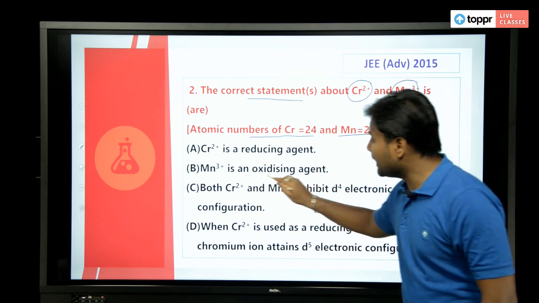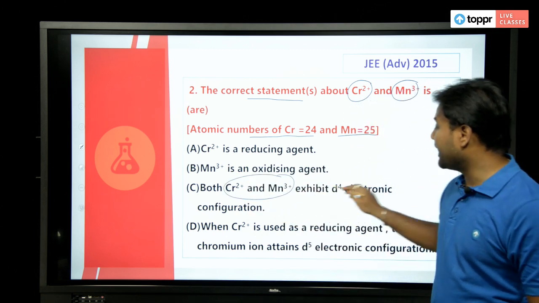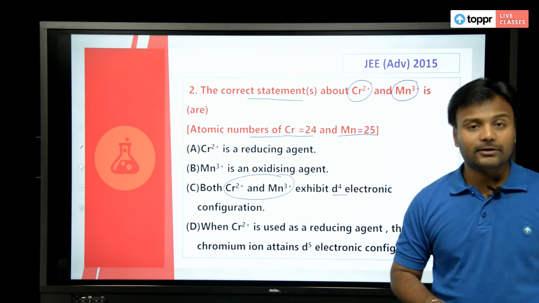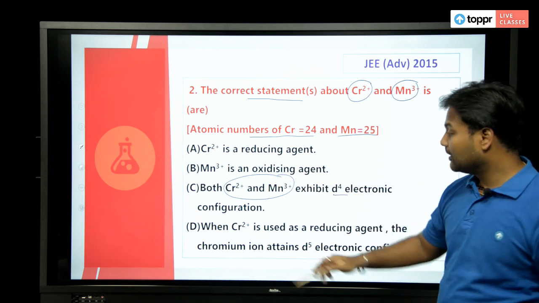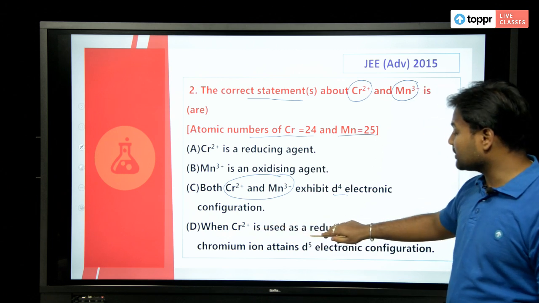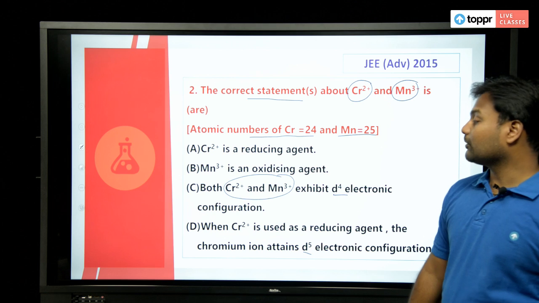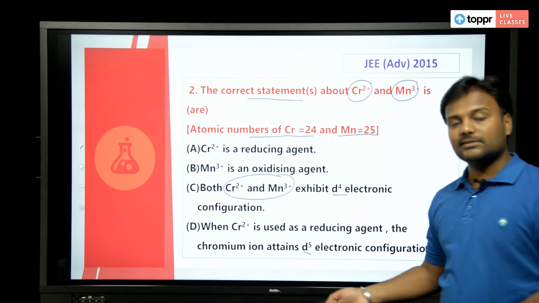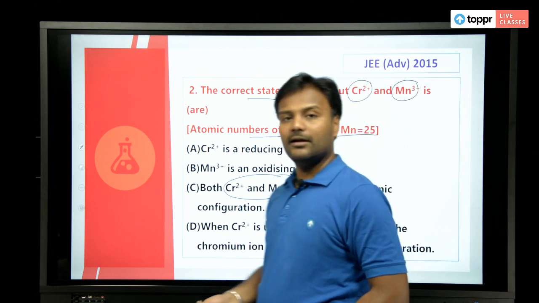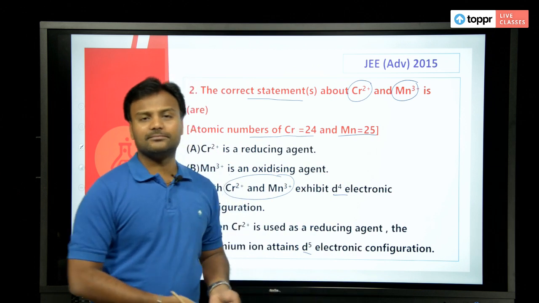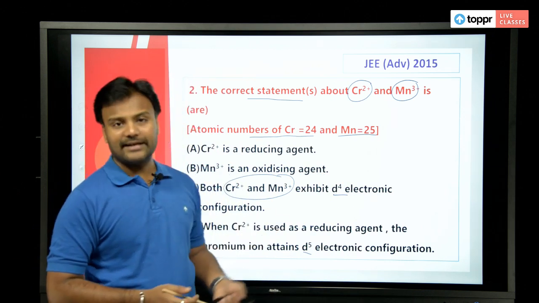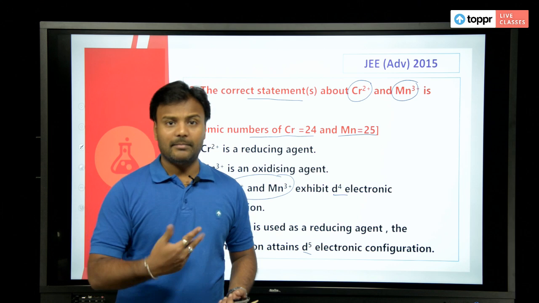Both Cr2+ and Mn3+ exhibit d4 electronic configuration. When Cr2+ is used as a reducing agent, the chromium ion attains d5 electronic configuration. So, this is something which we have to work on, right. Give me your answer. What do you think the answer can be? Multiple answers.